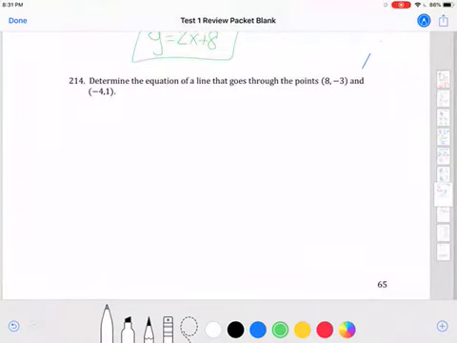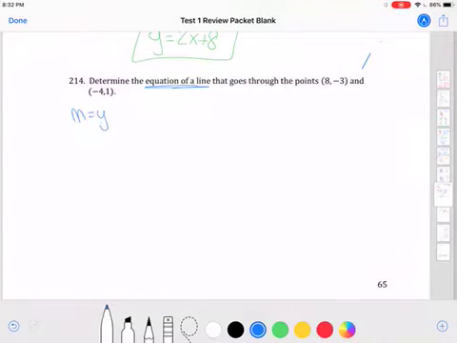All right, moving on to the next one. This one you need the slope formula for again. So determine the equation of a line that goes through the points 8, -3 and -4, 1. Just to reiterate, in order to write the equation of a line, you need m and you need b. In the last one, we were given m and we only had to find b. For this one, we have to find m first and then also find b.